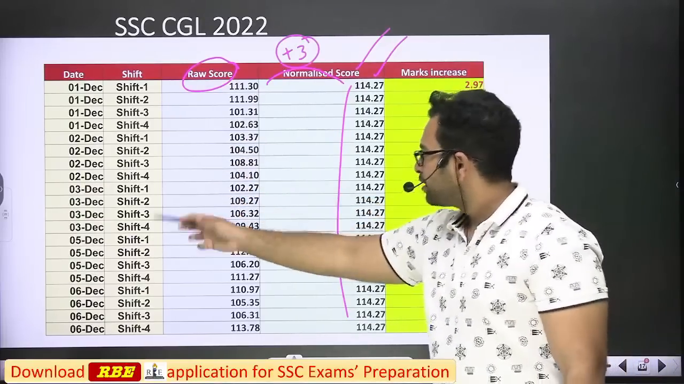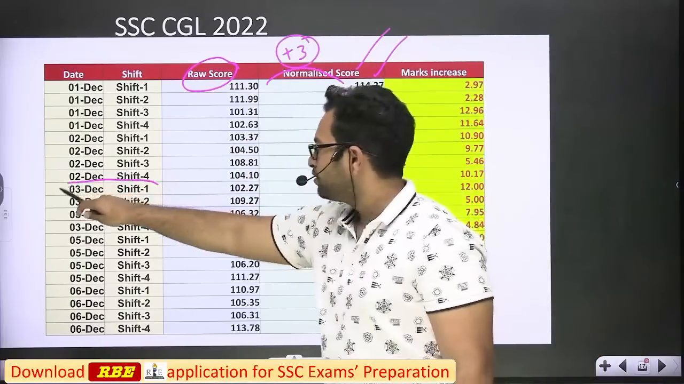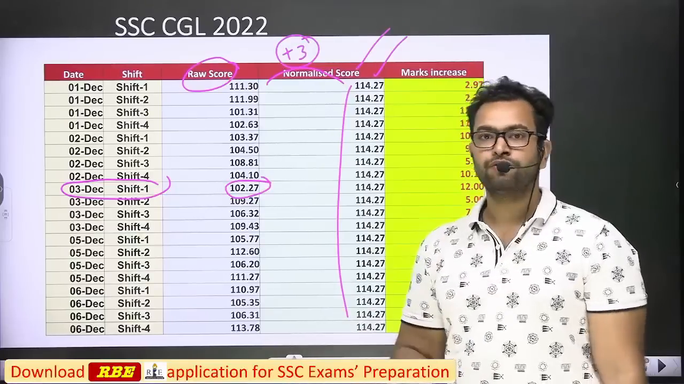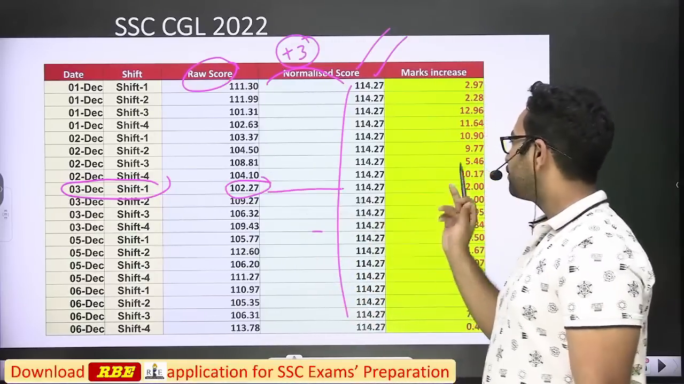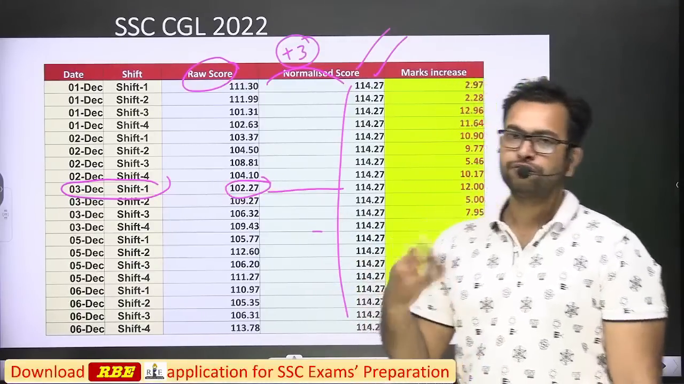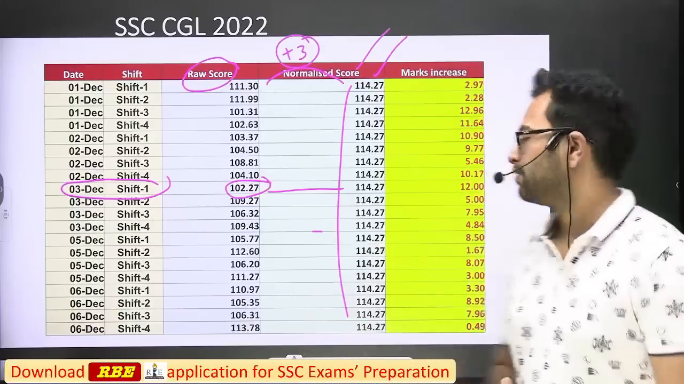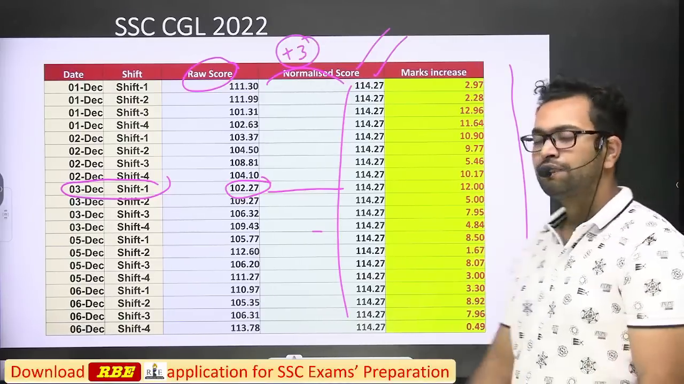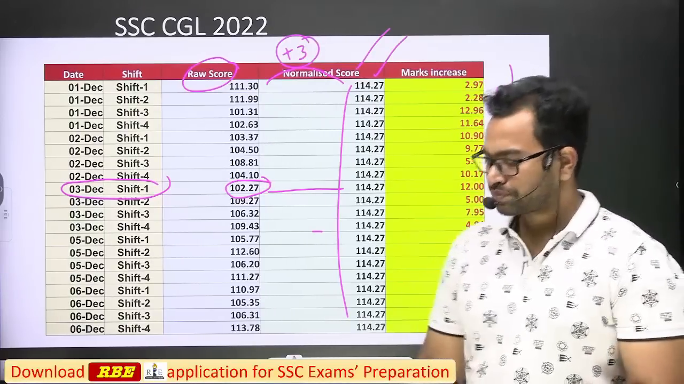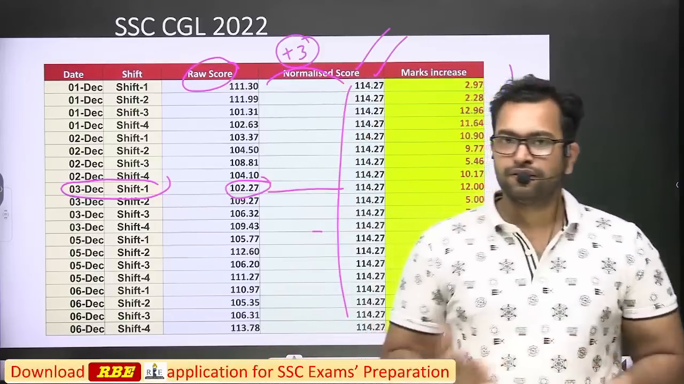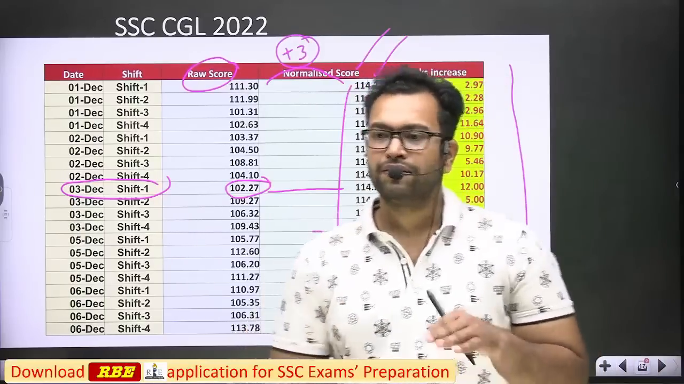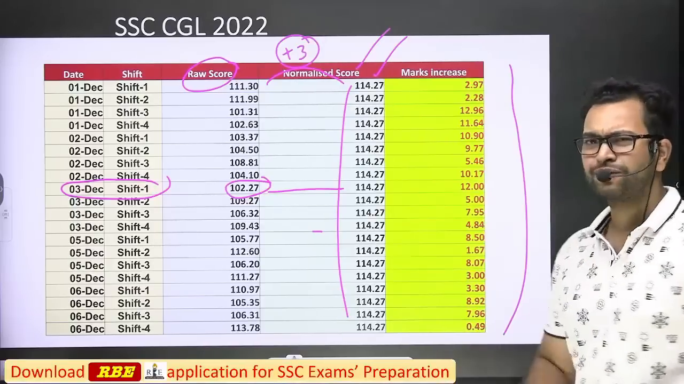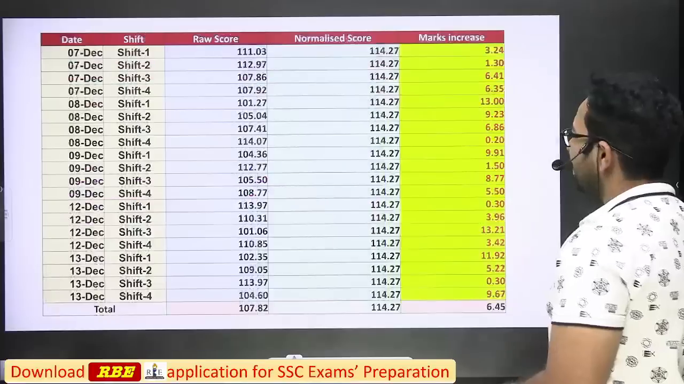Similarly, if I go for 3 December shift 1 examination, an aspirant scoring 102.27 from unreserved category was getting a 114.27 normalized score and qualifying tier 1 examination. So you can see how normalization works, as the exam is conducted in multiple shifts. To balance the easy paper and the difficult paper, normalization is done. SSC normalization formula is quite good, so you can rely on that.